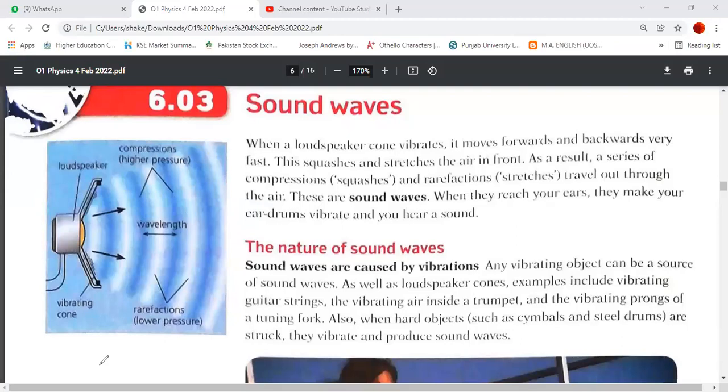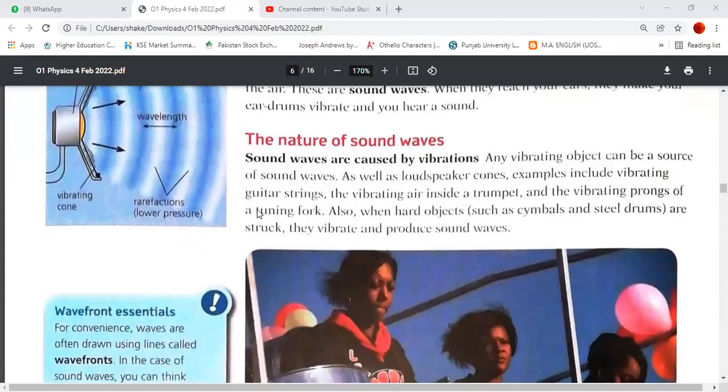Okay, so what is the nature of these sound waves? Actually, these are pure energy. These are vibrations moving through the air. Actually, the material is not moving. The particles of the medium, meaning the air, are not moving.